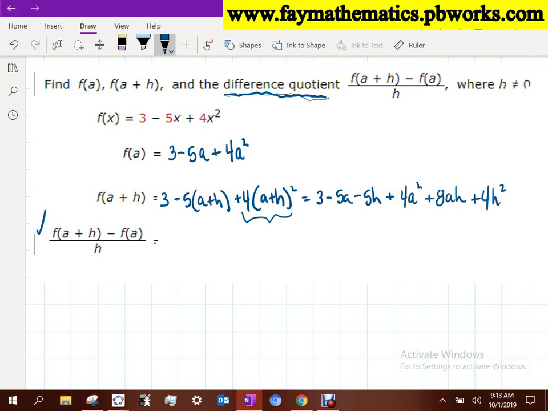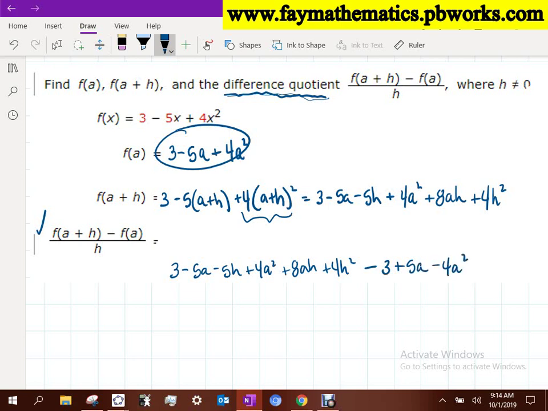Is that doable? Okay, so that's part 2. Part 3 says you're going to subtract them in this order. You're going to take 3 minus 5a minus 5h plus 4a squared plus 8ah plus 4h squared, and you're going to subtract that one there. So it's going to be minus 3 plus 5a minus 4a squared, right? And I'm going to subtract the quantity, so I need to distribute my negative through. And then it's putting it all over h. So that looks pretty messy.